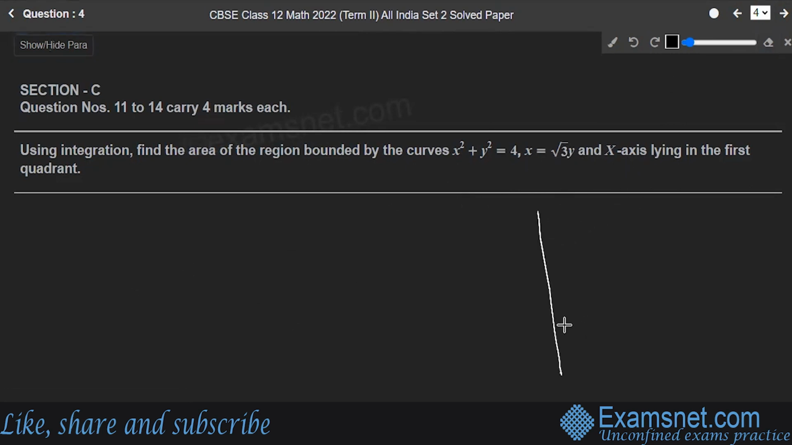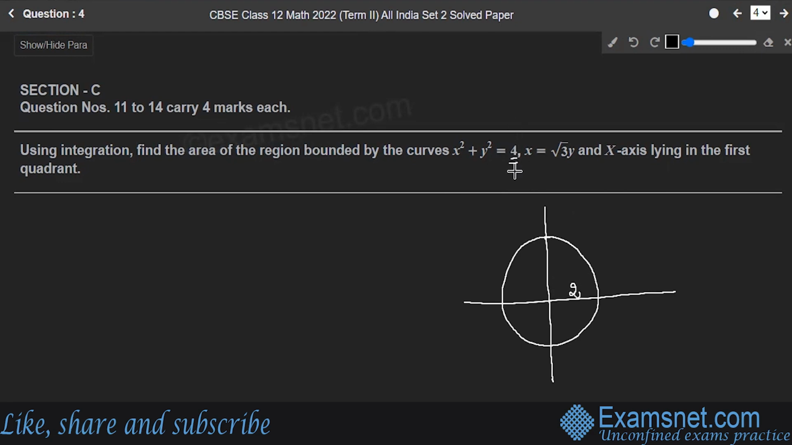Okay, let's make the figure first. The radius is 2 because this is 2 square. The center is at origin. You have the equation x squared plus y squared is equal to 4, which is 2 square. So this circle has the center as minus the coefficient of x. x is not present, so 0, minus the coefficient of y, which is again 0. And the radius is given by this 2.